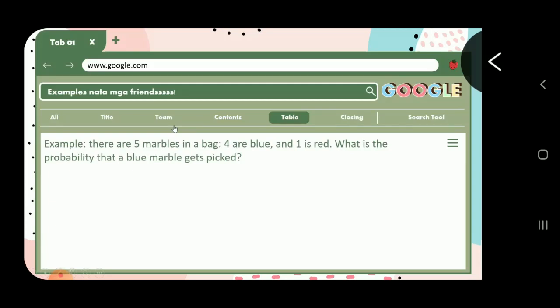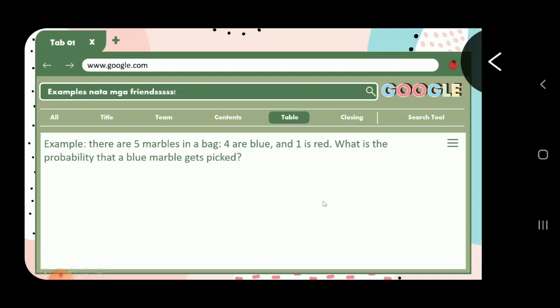Kani. There are 5 marbles in a bag. 4 are blue and 1 is red. Okay, di ba 5 ka marbles sa isa ka bag. Ang upat kay color blue, ang isa kay red. Now the question, focus on the question. What is the probability that a blue marble gets picked?